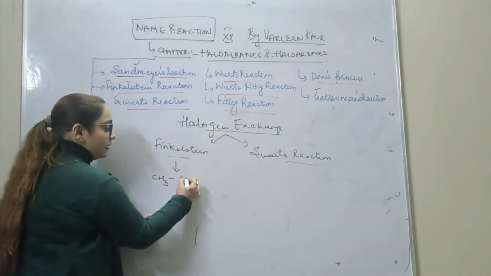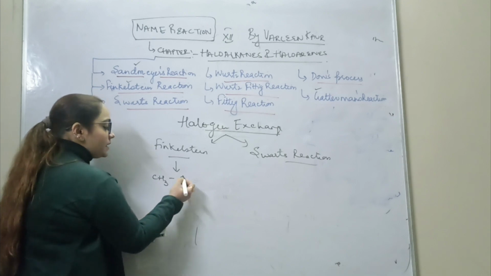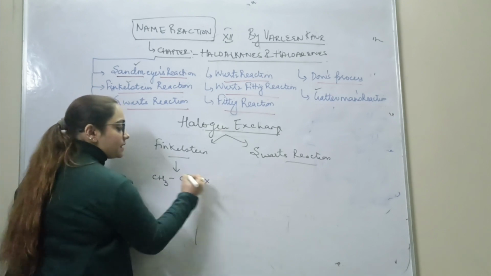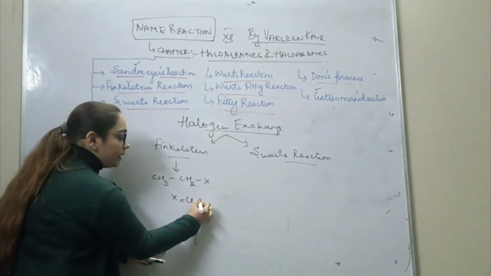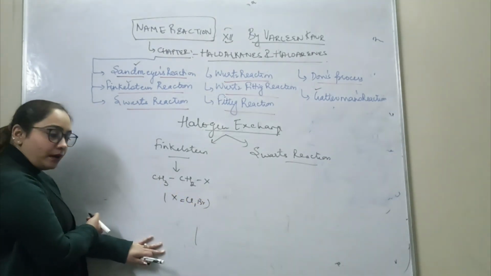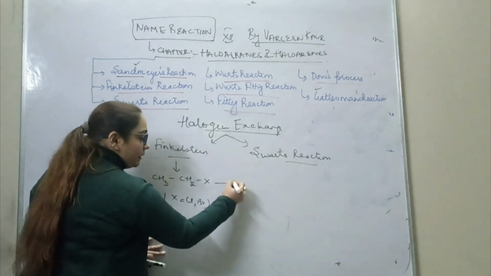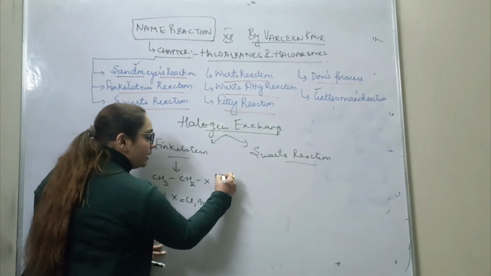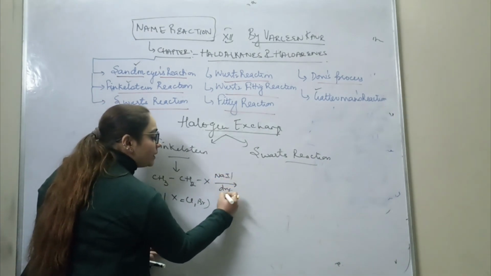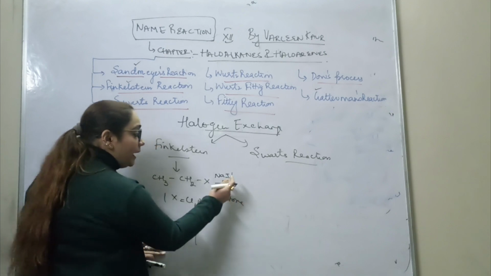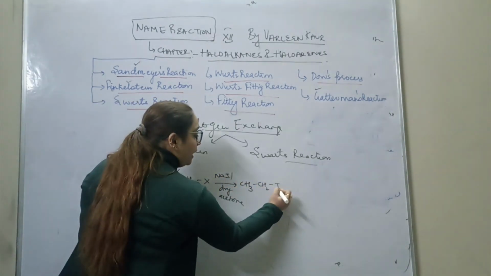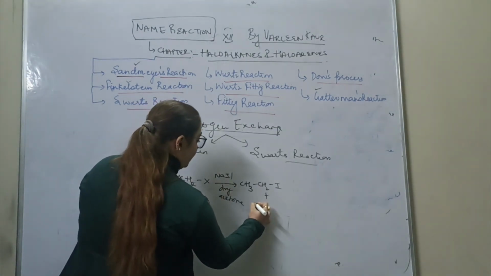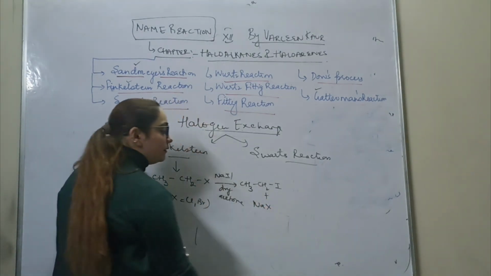CH3. Okay, I'm going to take CH3CH2X. Now what does X represent? X may be Cl or Br. Both are possible here. If I take NaI in the presence of dry acetone, it will change into CH3CH2I, and NaX will be removed.